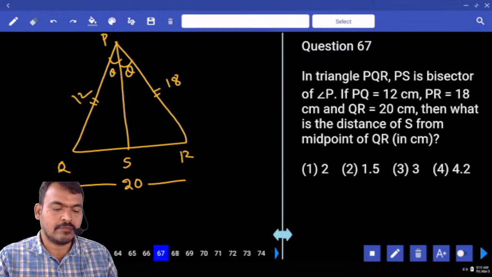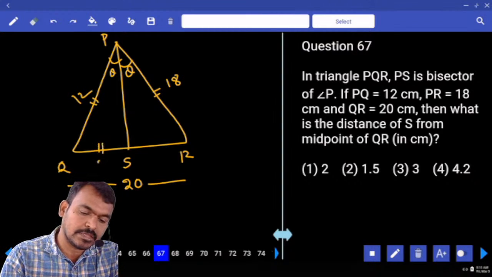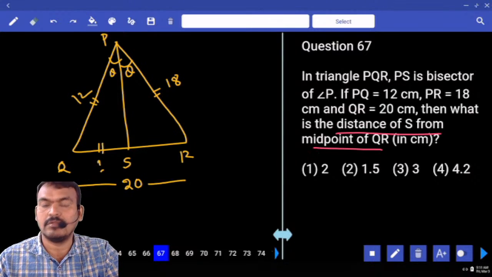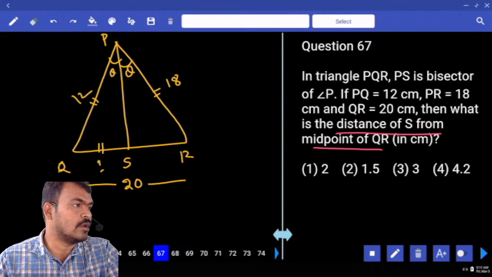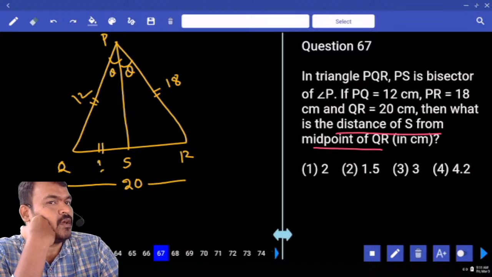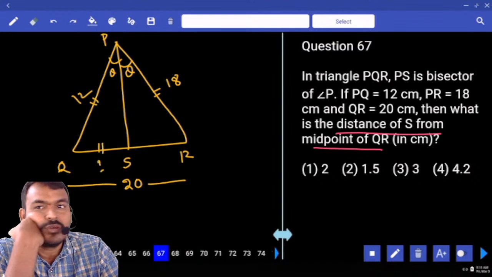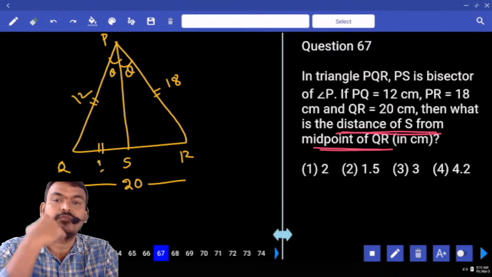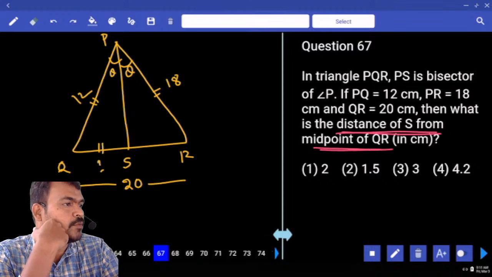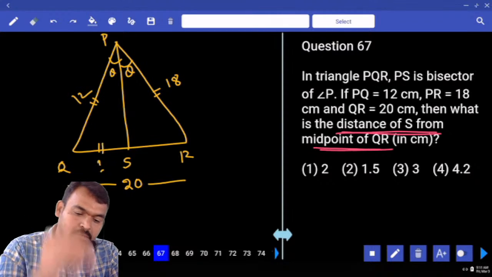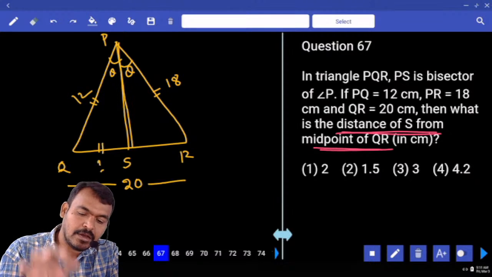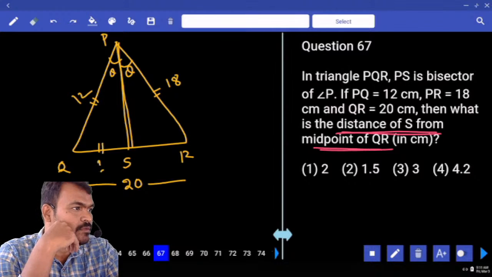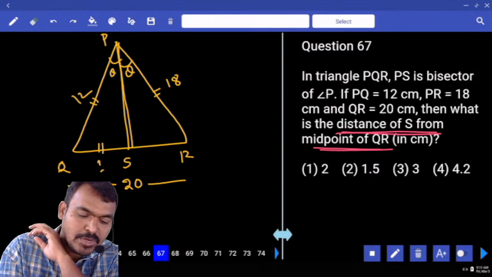We require the distance from QS. What is the question here? What is the distance of S from the midpoint of QR? We required QSR. What is the midpoint of QR?